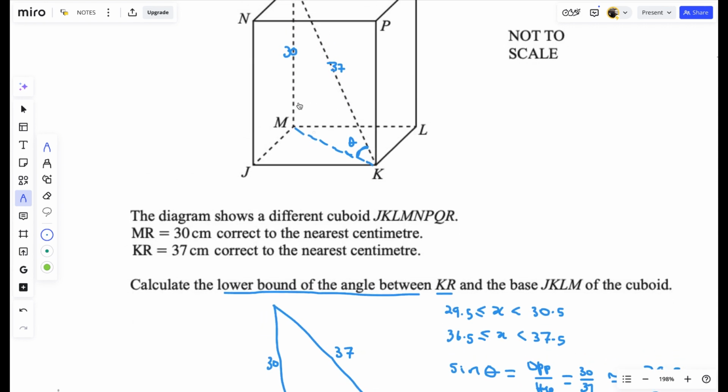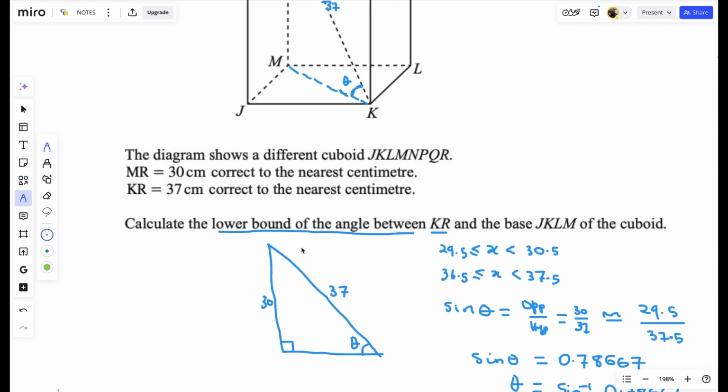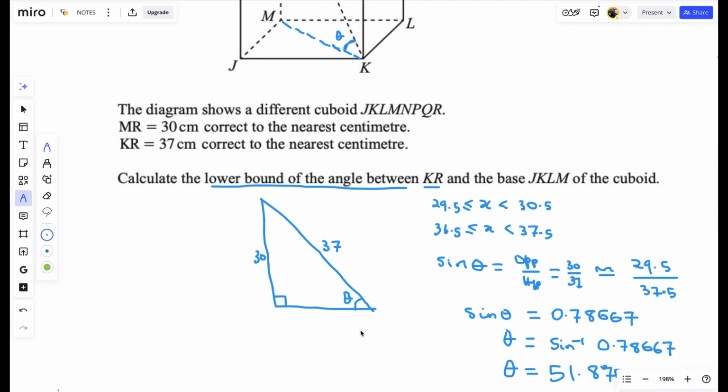So if we bring out this triangle, we have 30 on this side, we have 37 on the long side, and this is the angle. This is a right angle triangle, so you still use trigonometry, but for each value I have to take the upper bound and the lower bound. For 30, x is less than 30.5 for the upper bound and greater than or equal to 29.5 for the lower bound. For 37, x is less than 37.5 and greater than or equal to 36.5 as the lower bound.